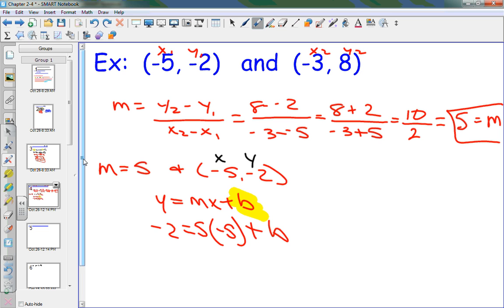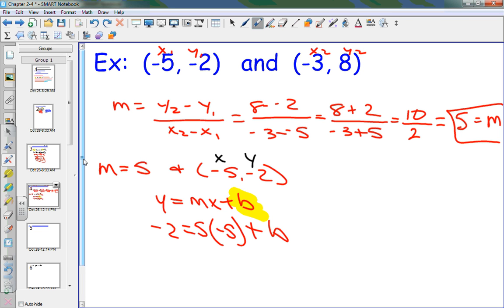Okay, I'm giving you 2 points. In order to find the equation of the line, you have to find the slope. Since I didn't give you the slope, you have to calculate it, using y2 minus y1 over x2 minus x1. I labeled my points x1, y1, x2, y2. I plug and chug, I calculate, and I get m equals 5. Are we good on that?